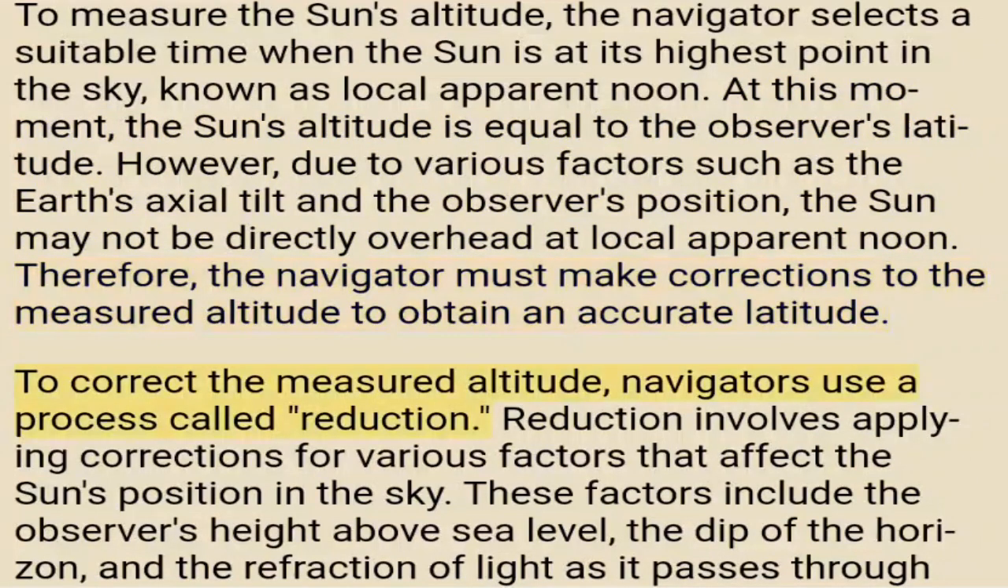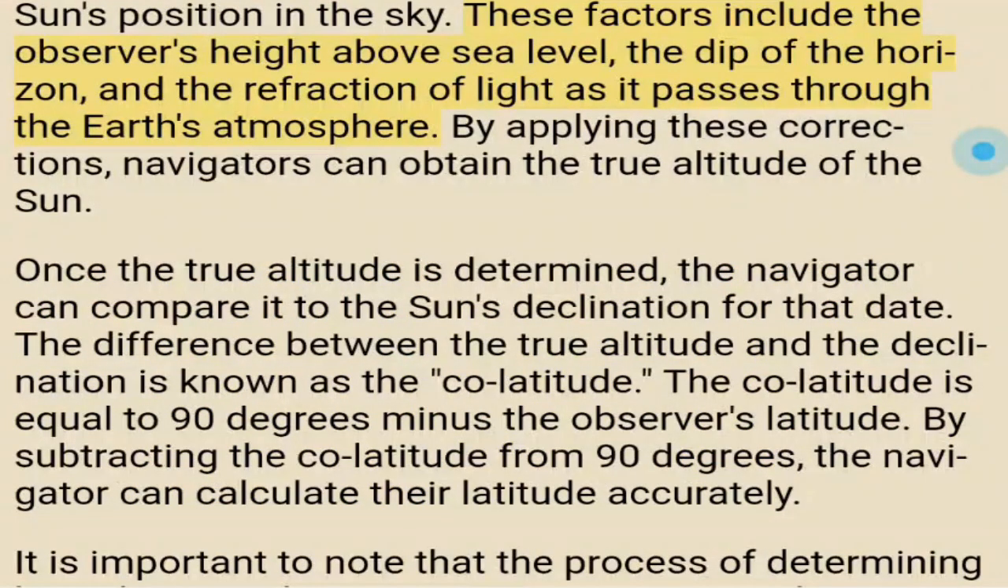To correct the measured altitude, navigators use a process called reduction. Reduction involves applying corrections for various factors that affect the sun's position in the sky. These factors include the observer's height above sea level, the dip of the horizon, and the refraction of light as it passes through the Earth's atmosphere. By applying these corrections, navigators can obtain the true altitude of the sun.